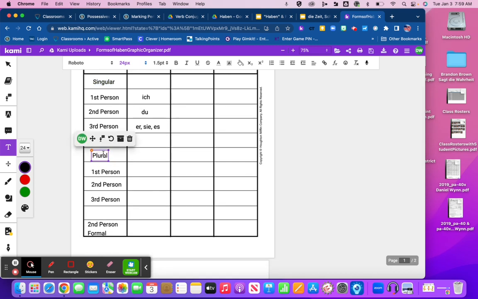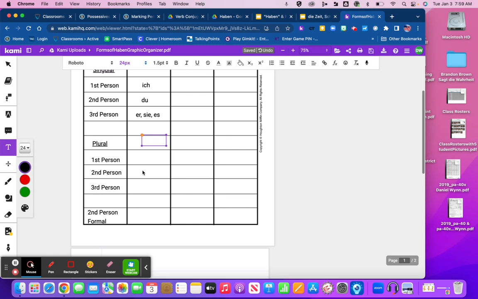And come down to plural. We can underline these. Plural means we're talking about more than one person. For the first person, do you remember how to say we? That would be wir. Second person, or you plural, we're talking about you, but more than one person. So you as in a group of people, I'm telling you all or you guys something. In German would be ihr. And then third person plural, talking about more than one person, is they. And they in German is sie.